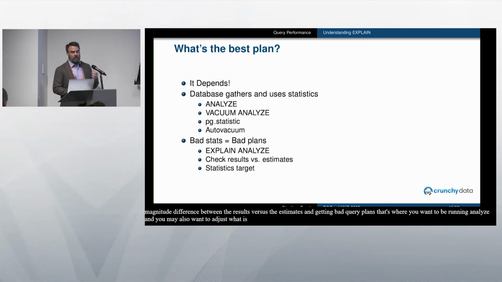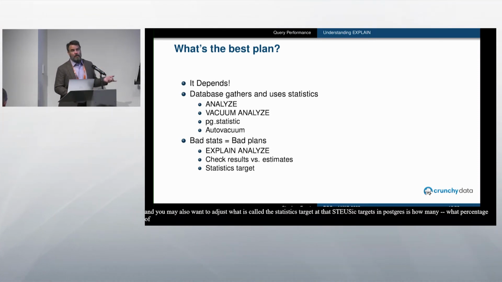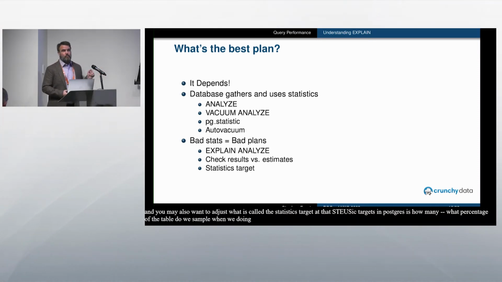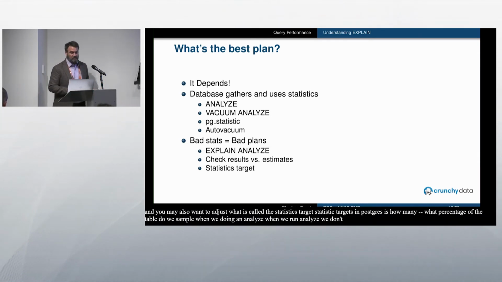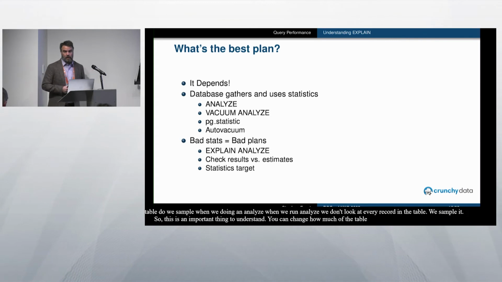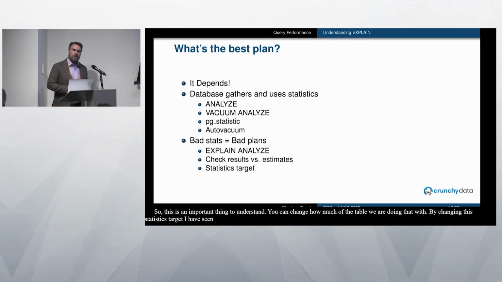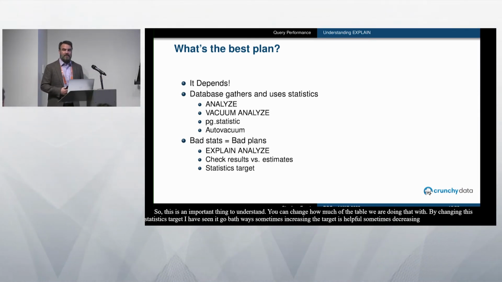So the statistics target in Postgres is essentially what percentage of the table we sample when we're doing an analyze. When we run analyze, we don't look at every record in the table, right? We sample it. So this is an important thing to understand. You can change how much of the table we sample by changing the statistics target. And I've seen it go both ways. Sometimes increasing the statistics target is helpful. Sometimes decreasing it is helpful. It really depends on your actual data set.